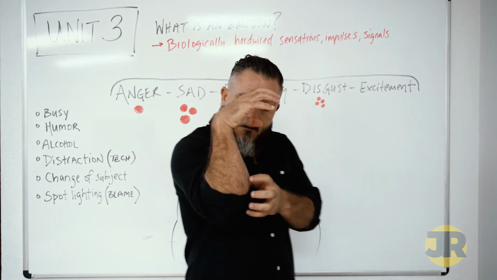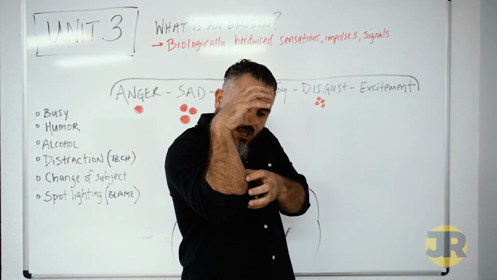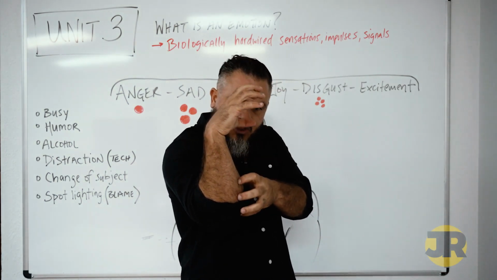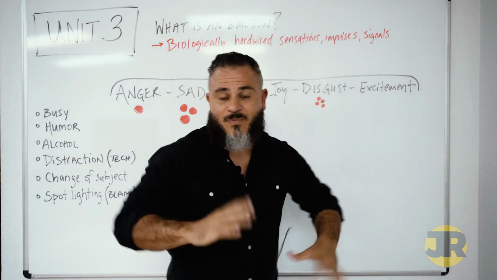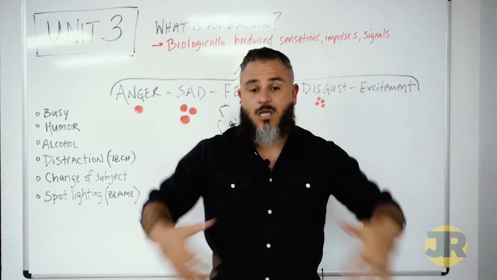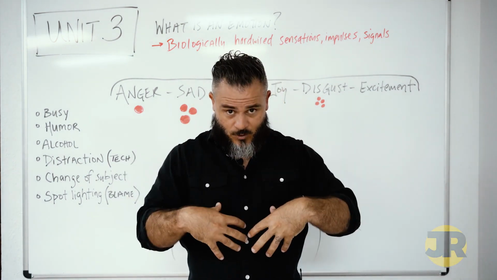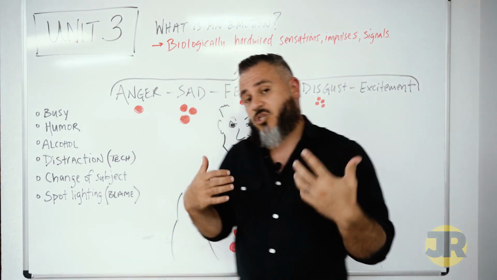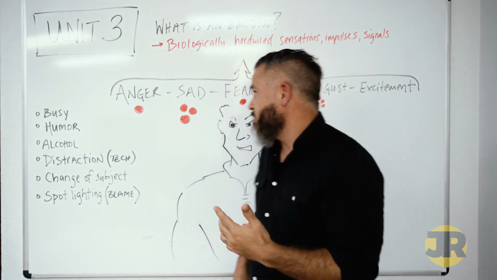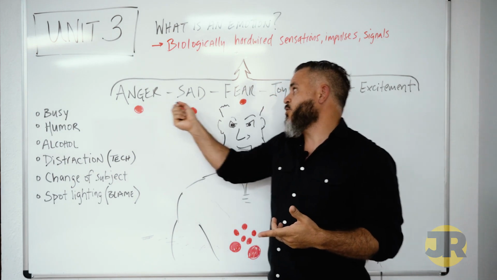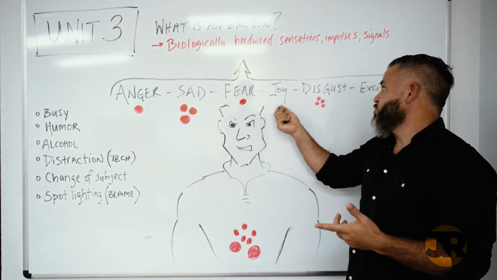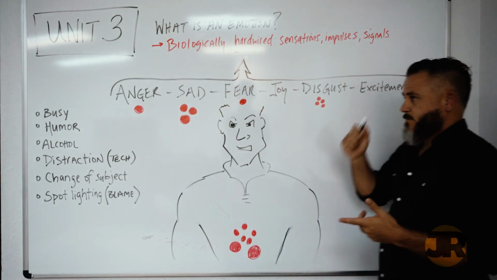Well, the reason is that the body's holding on to some unprocessed emotion, and when the body gets aligned, there's a discharge. It's outside of conscious control, but the body is holding on to it. So it's very important that we actually do something with our core emotions. So have a look at the board here. These are what we're going to call our core emotions: anger, sadness, fear, joy, disgust, excitement.